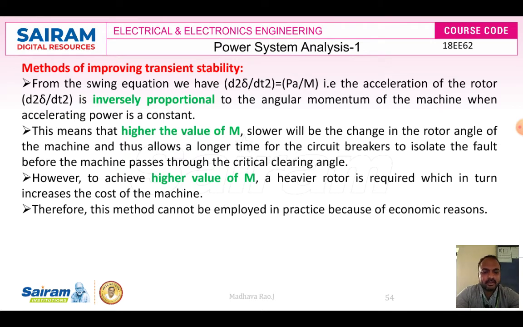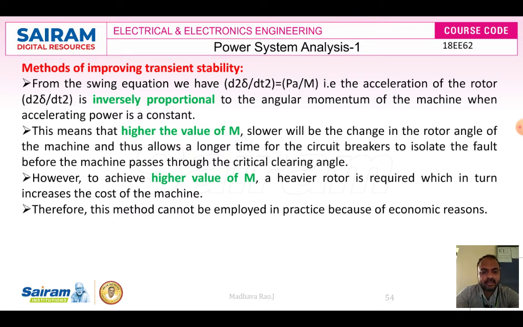The machine thus allows a longer time for the circuit breaker to isolate the fault. When M is more, the changes in the rotor are slower, so the time available for the circuit breaker to open and isolate the fault will be larger. It can isolate the fault before the machine passes through the critical clearing angle. So, this is the advantage of M.